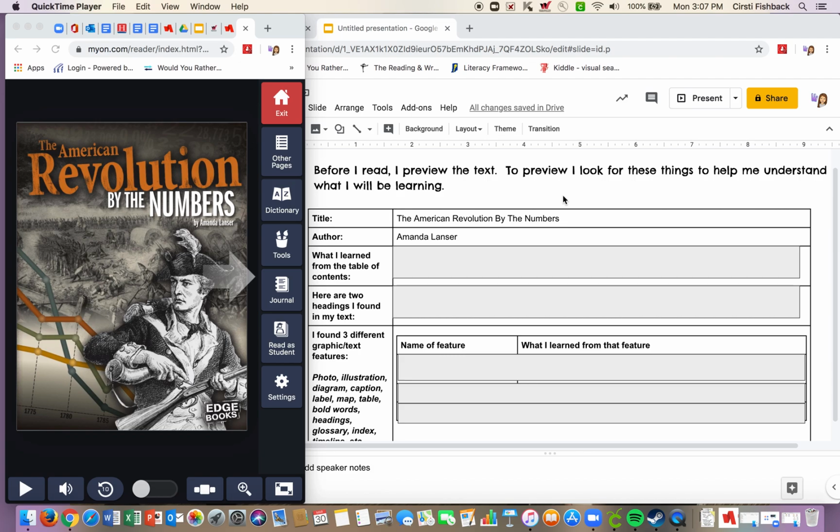Today we are talking about previewing a text. Before we actually read the book, we just want to take a quick look at it to see what we're going to learn. That's the whole idea of previewing.